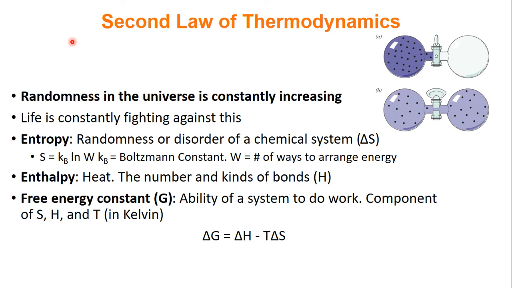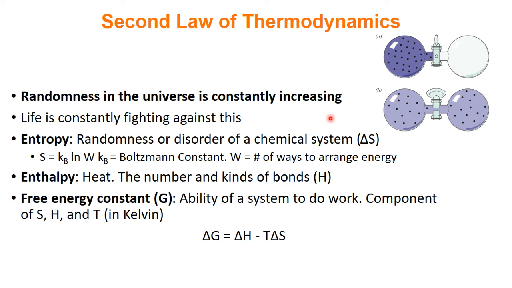So we covered the first law. The second law of thermodynamics simply states that the universe is constantly becoming more random, more disordered. Randomness and disorder actually mean the same thing. And life is constantly trying to fight against this. All life is trying to be more ordered. And we talk about randomness as entropy. I want you to think of entropy as disorder, and it's called delta S.